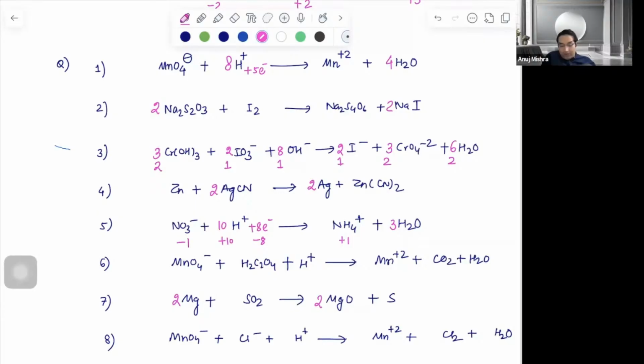Because you're writing like this, let's check the balancing first. Chromium is balanced, no problem. Oxygen is 6 plus 3, 9 plus 1, 10, whereas this side is 8 plus 2, 10. Good. Hydrogen is 6 plus 1, 7. Check hydrogen, it's not balanced.